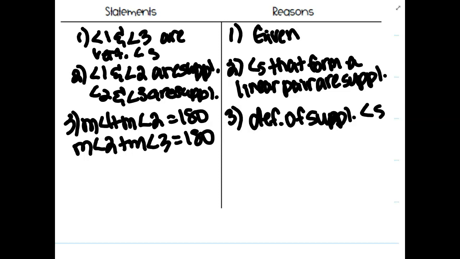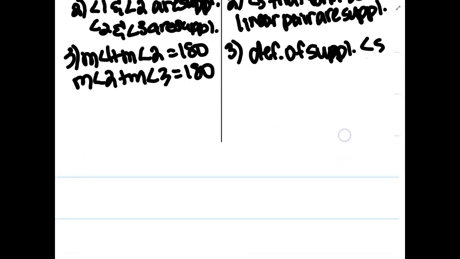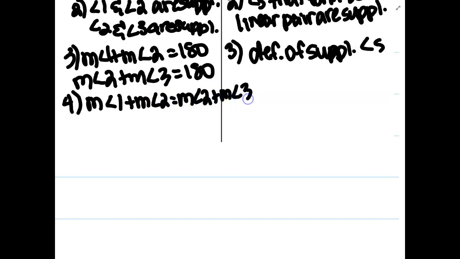Now, this is one of the properties that we wanted to use yesterday, but we couldn't. If the measure of angle 1 plus the measure of angle 2 equals 180, and the measure of angle 2 plus the measure of angle 3 equals 180, I have two things that both equal 180. If two things equal the same thing, they have to equal each other, right? So that's going to be my next statement: the measure of angle 1 plus the measure of angle 2 equals the measure of angle 2 plus the measure of angle 3.